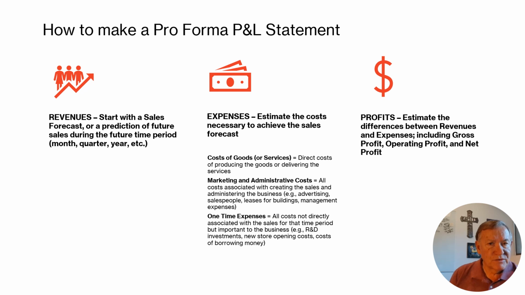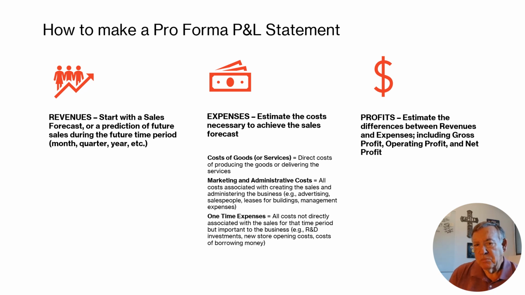In addition to the sales forecast, though, we have to estimate our expenses. What are the costs that are necessary to achieve the sales forecast? Those could be costs of goods. They could be marketing and administrative costs, and they could be one-time expenses that are not related to the day-to-day operation of the business, but are still important to achieve our overall result. Those could be R&D expenses. They could be new store opening expenses. They could be the costs of borrowing money.